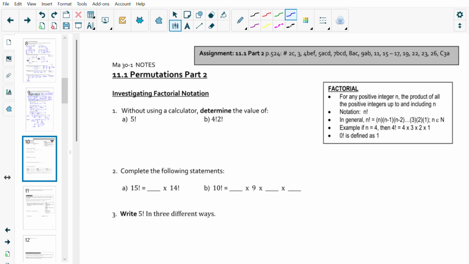All right, welcome back. 11.1 Permutations Part 2. Investigating factorial notation.